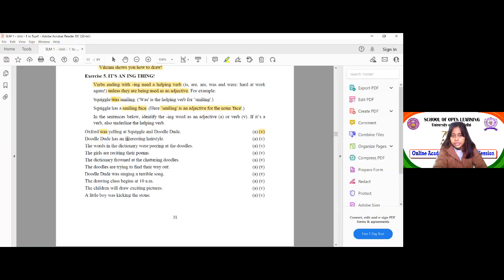Yes, interesting is the adjective. Okay, look at this sentence. The dictionary frowned at the chattering doodles. What do you think is here? Adjective or verb, whichever it is, tell me.